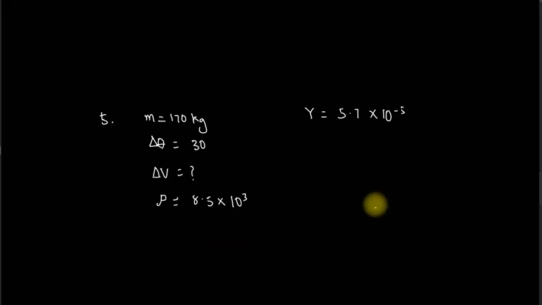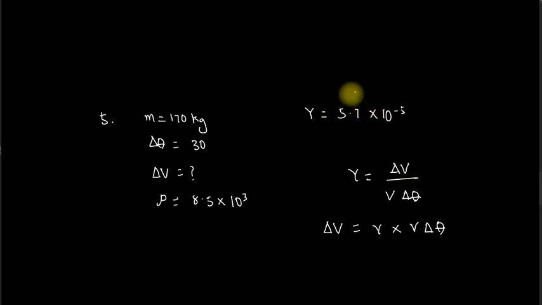Okay, so what's our formula? Well, I'm looking for change in volume, right? Our formula for cubic expansivity is given by change in volume, which we're looking for, per unit volume, that's the original volume, per degree rise in temperature. So, well, this is very straightforward. If we make change in volume the subject of the formula, cross multiply. So I'm multiplying our expansivity by the initial volume times the change in temperature.